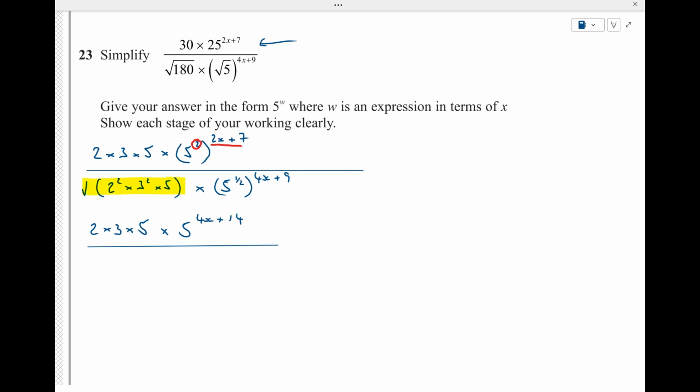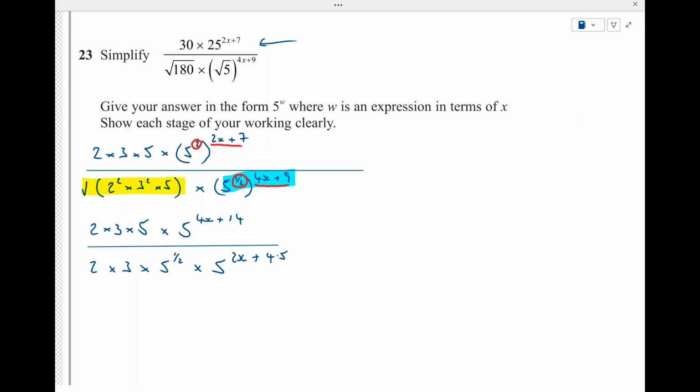Well, that's going to be the square root of 2 squared, 2, times the square root of 3 squared, 3, times the square root of 5, 5 to the half, times by, now I'm looking at this. 5 to the power of a half raised to the power of 4x plus 9. So I'm going to multiply those powers. That's 5 to the power of 2x plus 4.5.